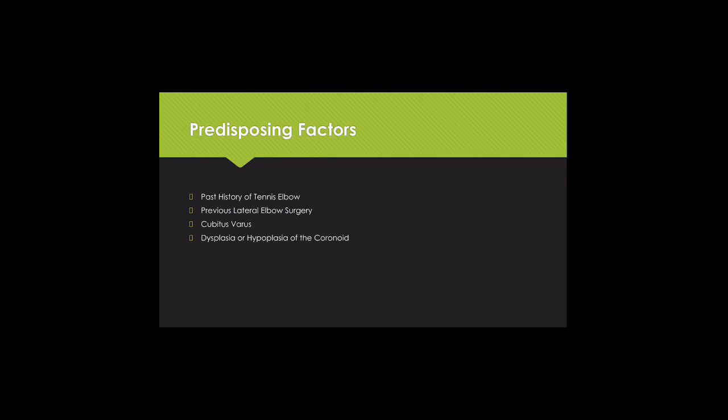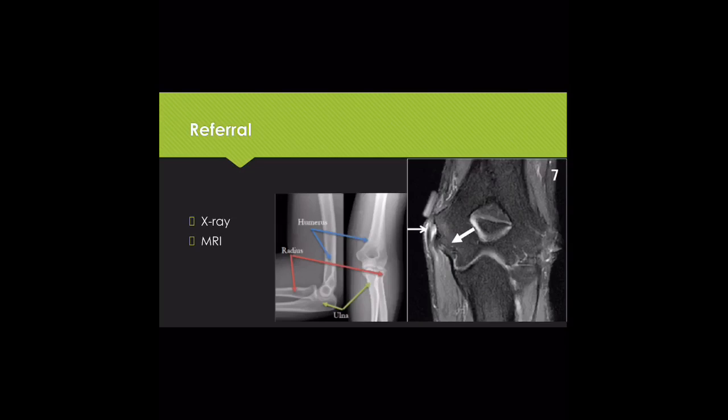Predisposing factors include past history of tennis elbow, previous lateral elbow surgery, cubitus varus, dysplasia or hypoplasia of the coronoid. Management and treatment include physical therapy, anti-inflammatories for the pain, and surgery if any ligaments were torn during subluxation. Referral includes X-ray and MRI.